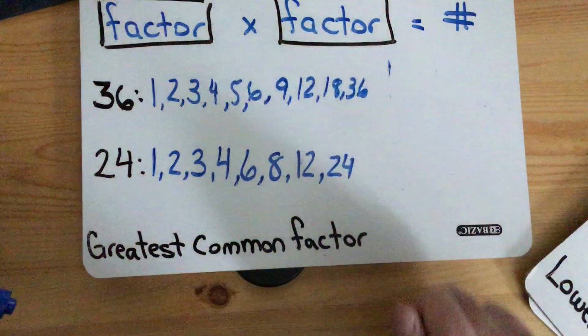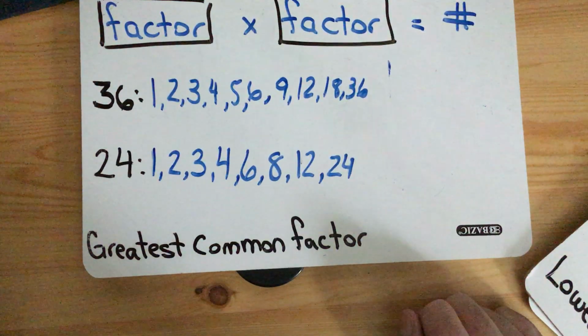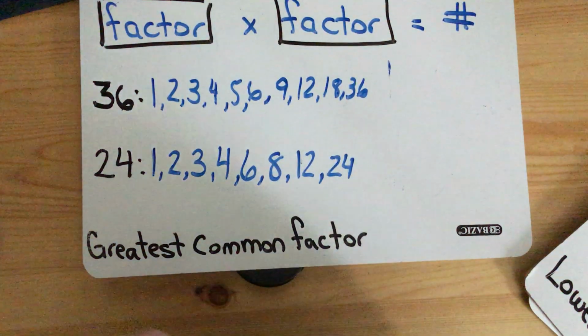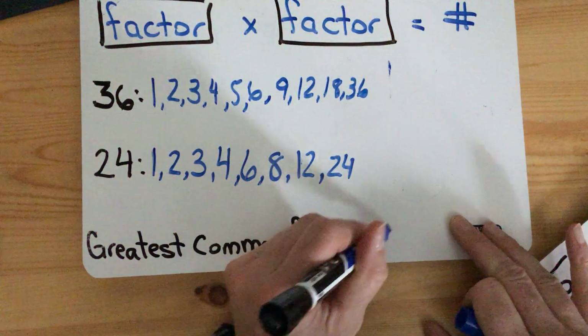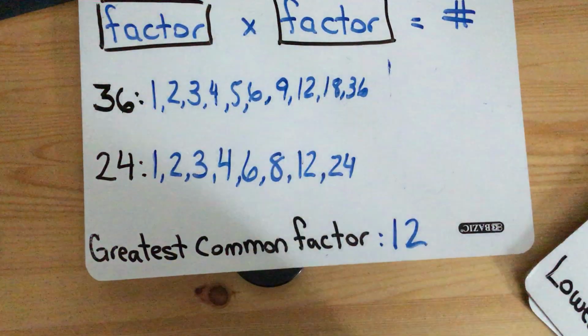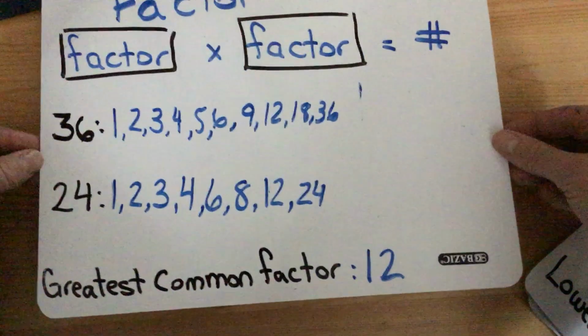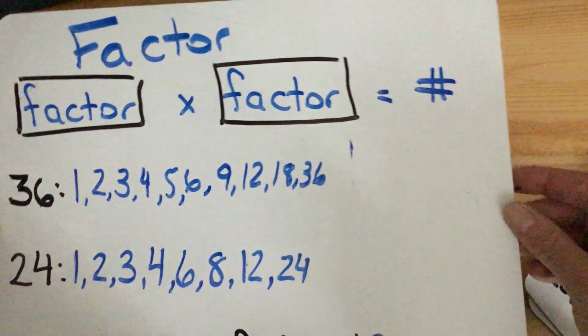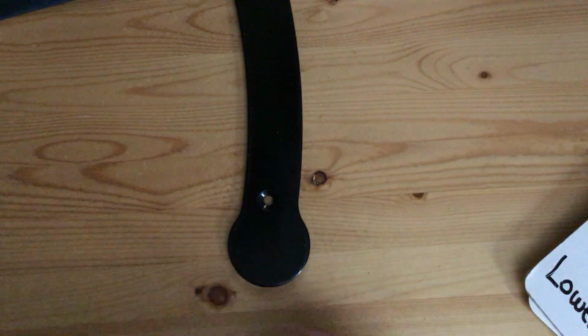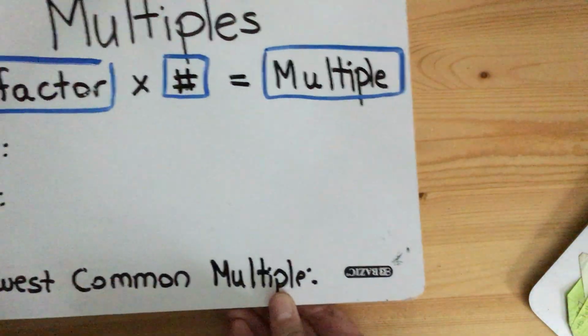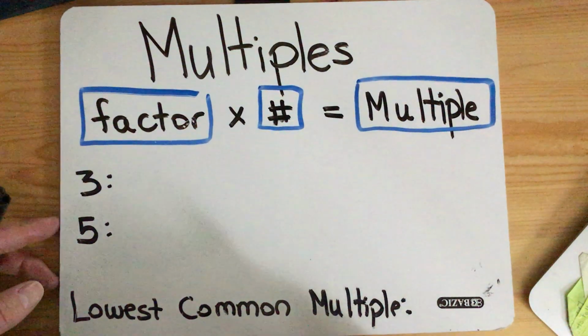I want you to look to see if you can find it. And if you guess 12, you are correct. That is the greatest common factor of 36 and 24. Okay, so that's factors. I am going to come back to factors in a second to talk about factor trees. So I'm just going to put this to the side, and I'm going to get my next one, which is multiples. You are very comfortable with multiples. Multiples is skip counting.